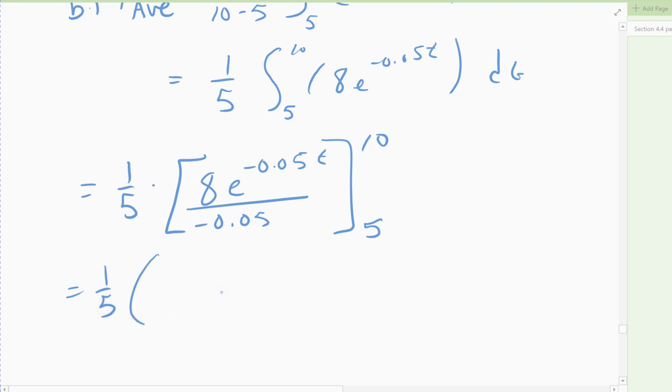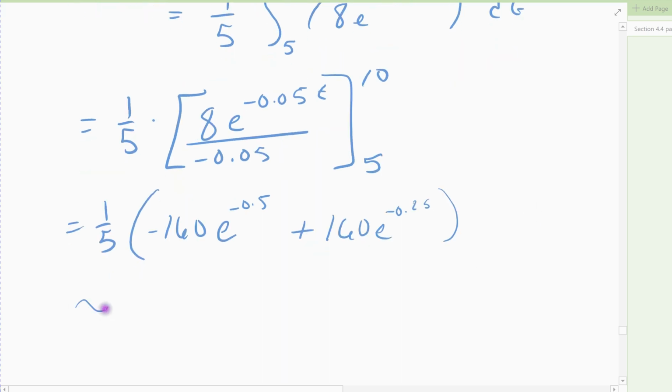Which I might rewrite that 8 divided by negative 0.05 as a proper number, which is negative 160. So negative 160e to the negative 0.05 times 10. So that's negative 160e to the negative 1/2 minus negative 160e to the negative 0.25, so actually plus 160e to the negative 0.25.